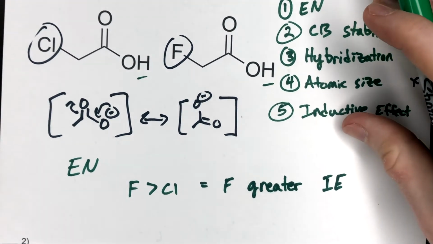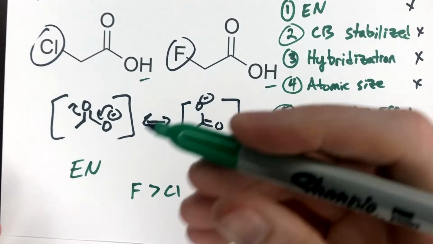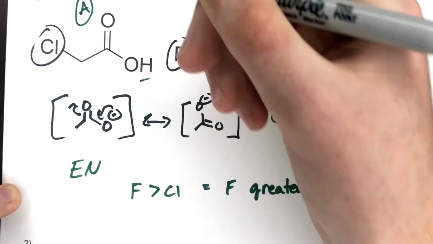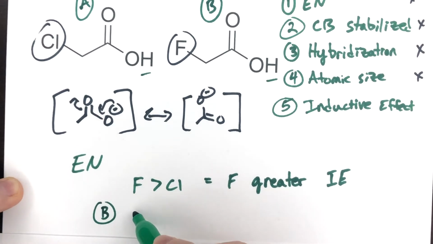So what this says then is that this molecule 2, or let's call it B, since we have a lot of stuff on here now that has 2. So this means that B is more acidic than A.